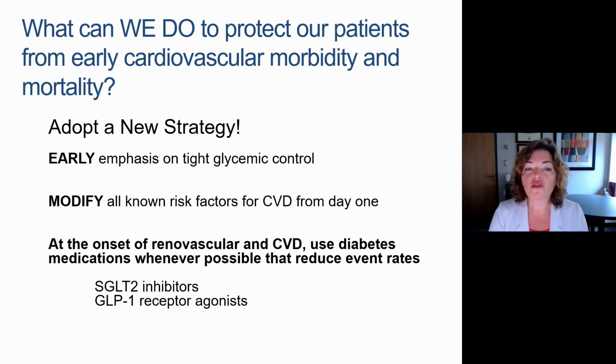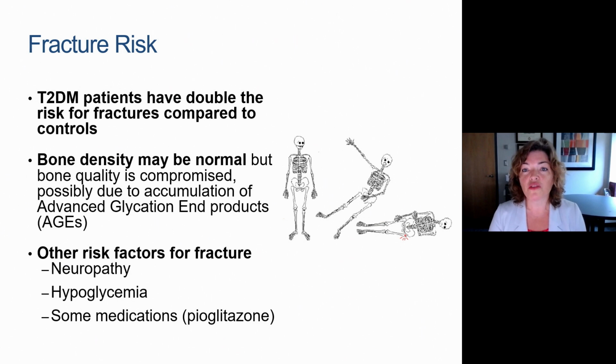Okay. So what can we do to protect our patients? Well, adopt a new strategy. Think about your patient in the next 5 years, 10 years, 20 years. Emphasize early the tight glycemic control because it doesn't pay off later as well. Modify known risk factors, especially smoking cessation. And then whenever you can, make room for those cardioprotective agents that also protect the kidney.